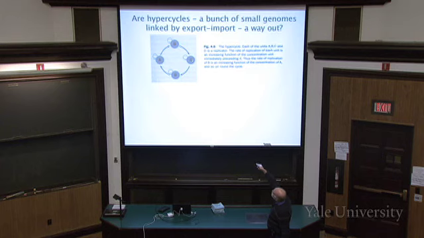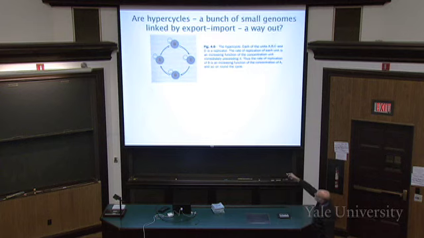So C needs something that B is making, and it takes it and makes more of itself, and then it ships something on that D needs to make more of itself, and D takes that, makes more of itself, and ships something on that makes A, etc. Okay? So if you can set up, it's called a hypercycle because it's a cycle with cycles inside of it. It's a cycle of cycles. The rate at which any one of these can replicate increases with the amount of product that's being given to it by any of the others.